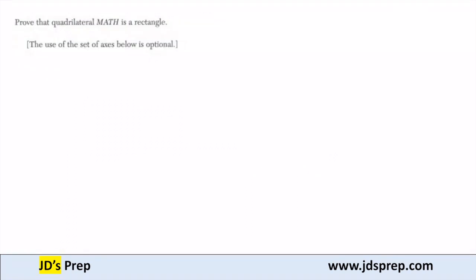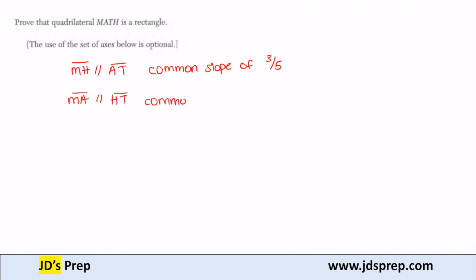In part 1 to this question, we proved that MATH is a parallelogram since both pairs of opposite sides were parallel. We proved that MH was parallel to AT, and they had a common slope of 3 over 5. Okay. We proved that the other pair, MA, was parallel to HT, and they had a common slope of -5 over 3.